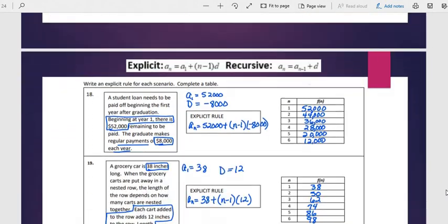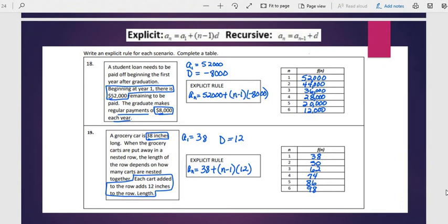Now on this right here, you're doing the same thing as what we just did. This though is in a chart format, and I'm going to show you a different thing to do with this. You're still looking for the first term and the common difference. You have a student loan that needs to be paid off beginning the first year after graduation. Beginning at year 1 after graduation, there's $52,000 remaining to be paid. The graduate makes regular payments of $8,000 each year. So the first term is $52,000, and we're going to pay off $8,000 a year. So that's going to be a negative $8,000.